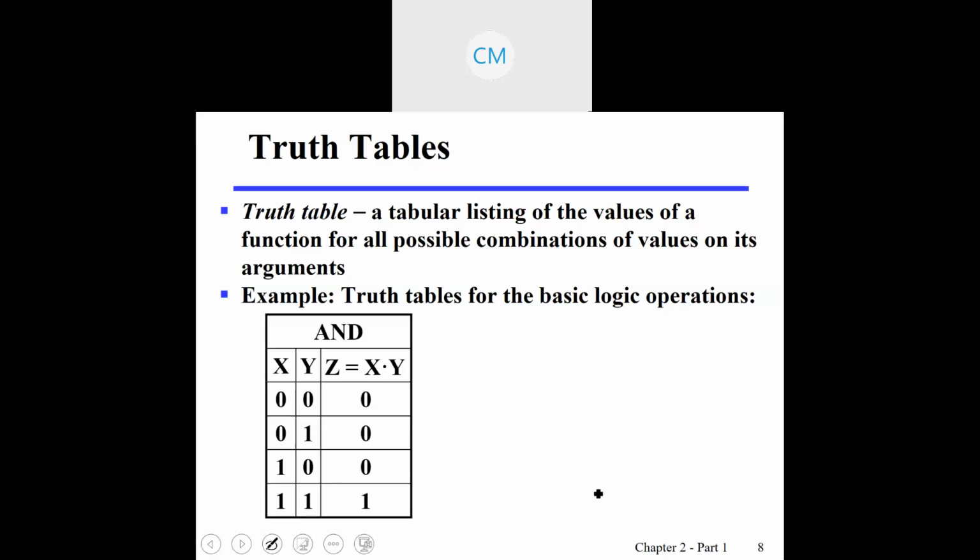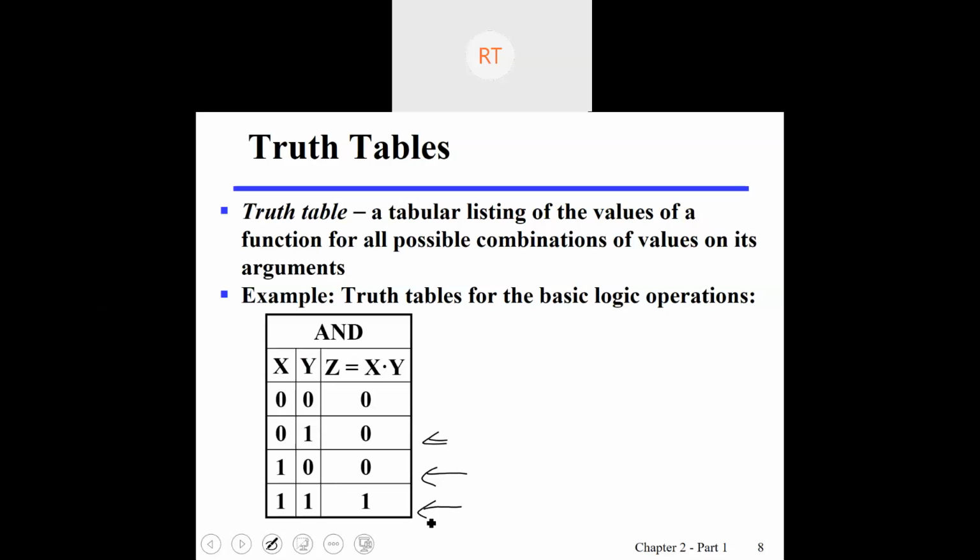It's also a 0. What about 1 and 0? The output is also a 0. The only case in the truth table of an AND where I have a 1 is when X is 1 and Y is 1. When I do the AND, I will get a 1. So this is the truth table for the AND gate.